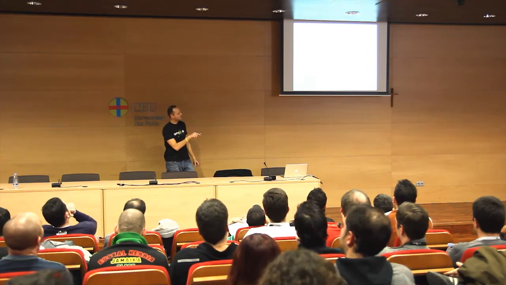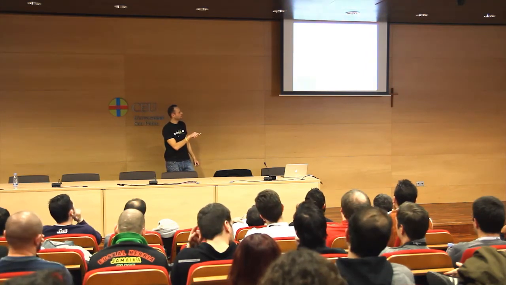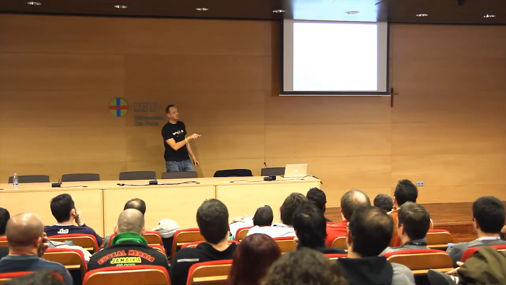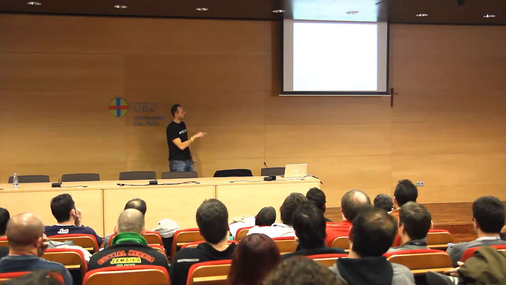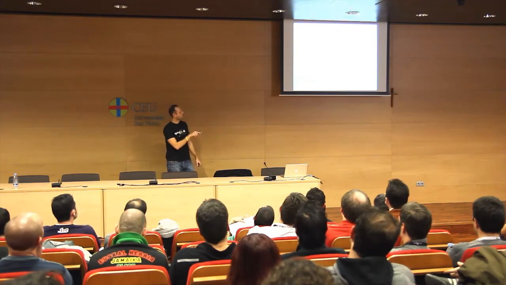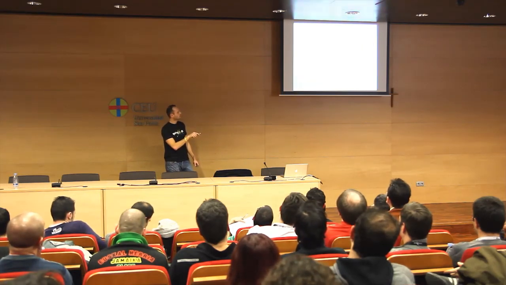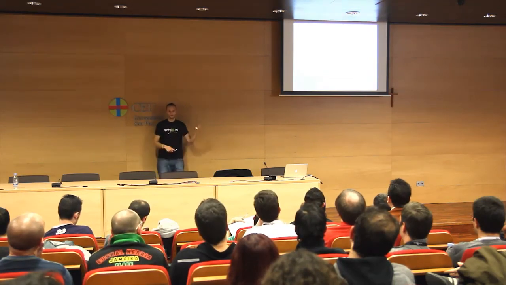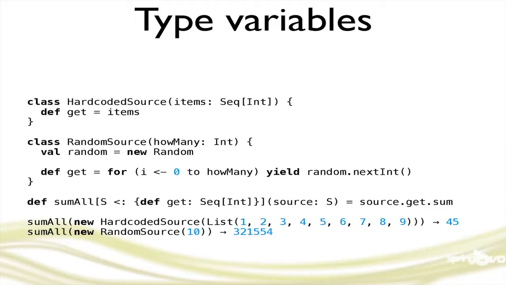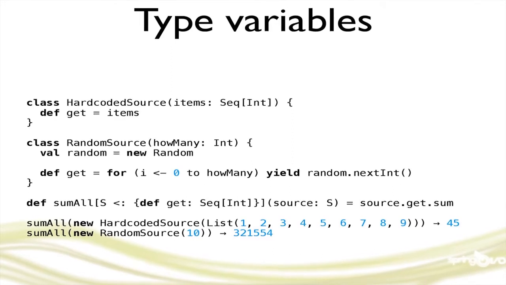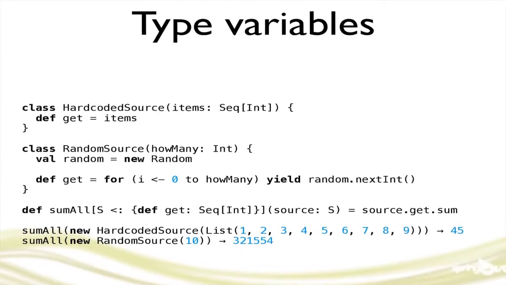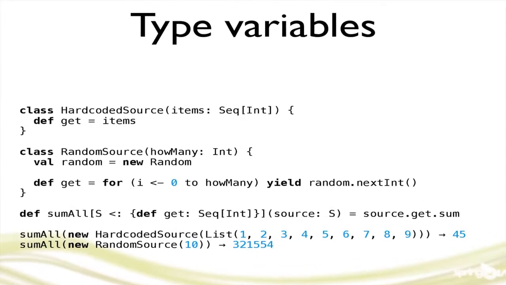This takes a getter-like of ints, and it simply says source.get, returning a sequence of integers, and then sum. So in this case, I can call sum all of hard-coded source, giving a list that contains numbers 1, 2, 3, 4, and so on. Sum of that is 45. And I have another application that uses the random source. So 10 random numbers, in that case, with minus 400, 500,000.